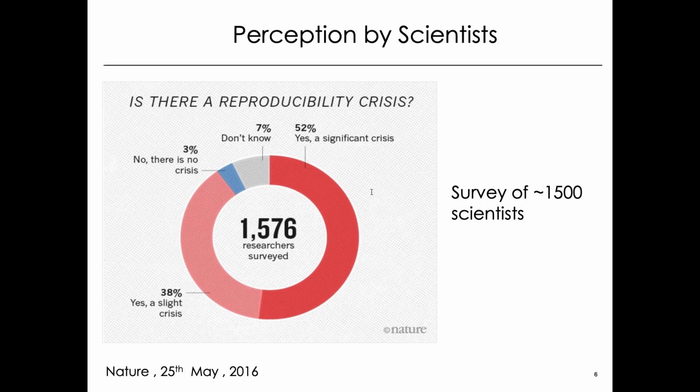So then Nature again, two years ago or so, three now, did a survey among scientists. They surveyed 1,500 scientists and asked, is there a reproducibility crisis? So these are not random people from the street, these are actual scientists. And about 90% of those said, yes, there's a significant crisis or a slight crisis. So this is clearly a very well-noted issue in the scientific community.